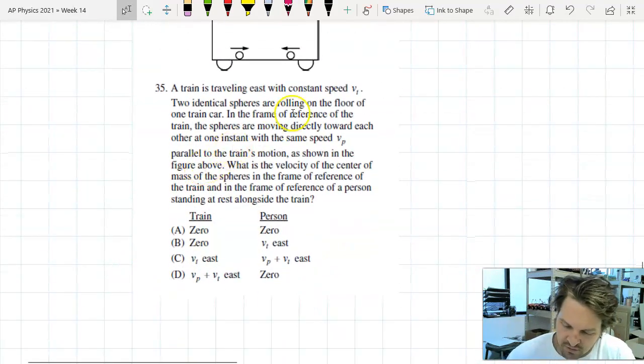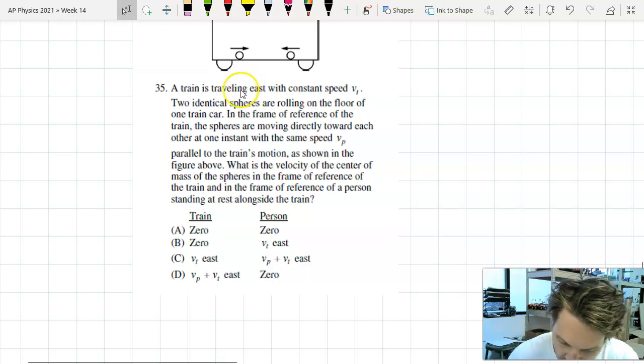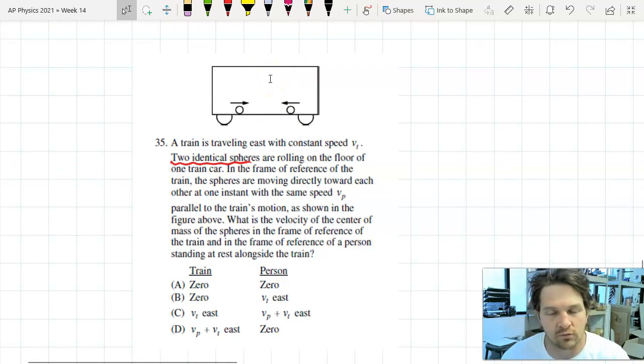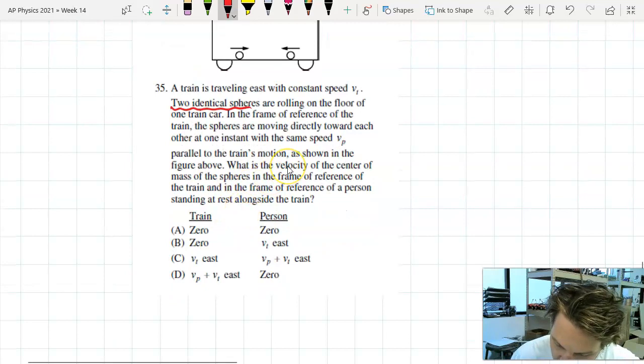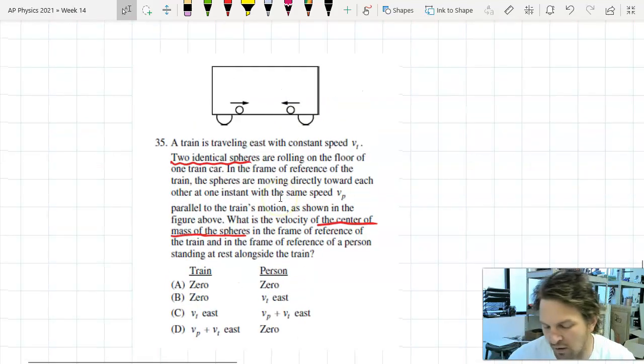35, a train traveling east with a constant speed of VT. So V train. Two identical spheres, so identical, are rolling on the floor of a train car. In the frame of reference of the train, the spheres are moving directly toward each other. So that means somebody standing inside the train car would see the spheres rolling towards each other. What is the velocity of the center of mass of the spheres in the frame of reference of the train and a person standing at rest alongside the train?